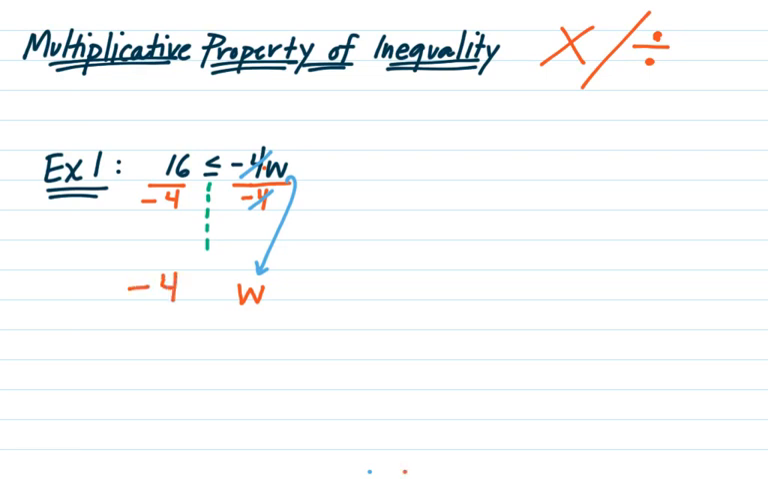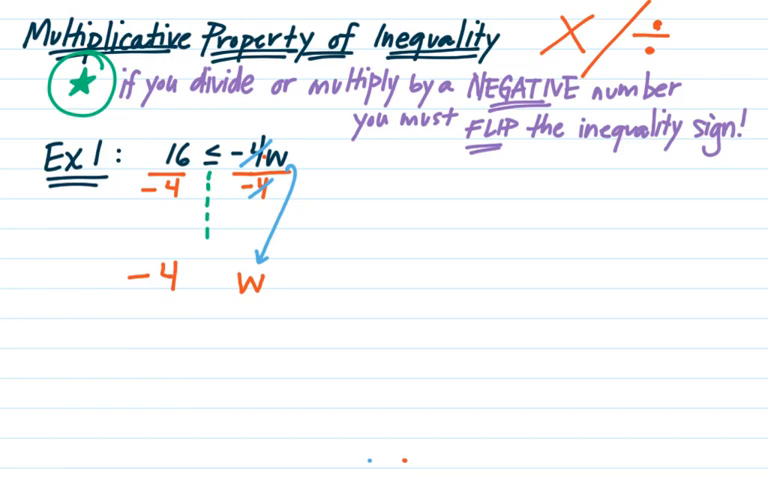Now here's where we have to be really careful. There is a rule when you have inequalities that if you divide or multiply by a negative number, then you have to flip the sign. So in our case here, instead of having less than or equal to, the sign will flip since we divided by a negative number and become minus 4 is greater than or equal to w.